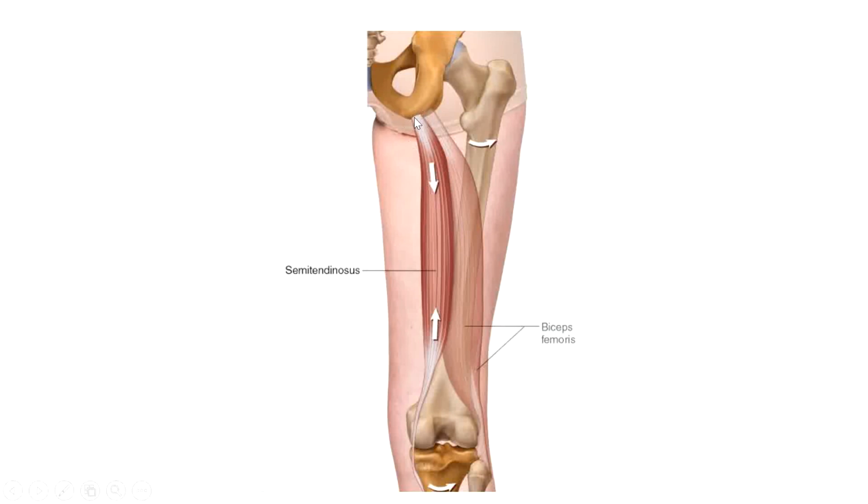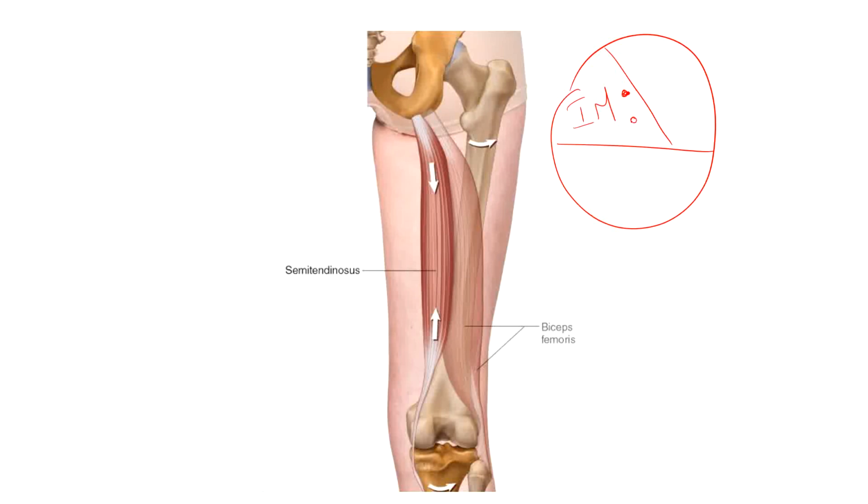The muscle takes origin from ischial tuberosity. Where in the ischial tuberosity? From inferomedial surface. Inferomedial surface two muscles take origin. One semitendinosus, other one is long head of biceps femoris. So from here the muscle reaches the upper part of medial surface of tibia.